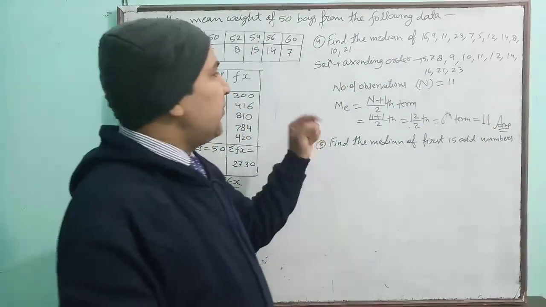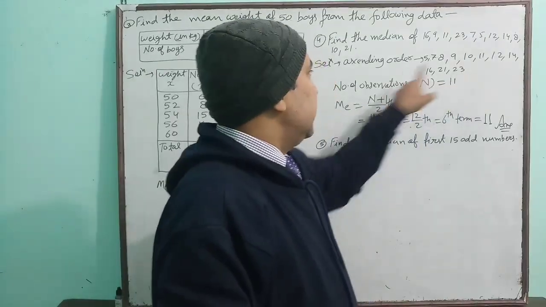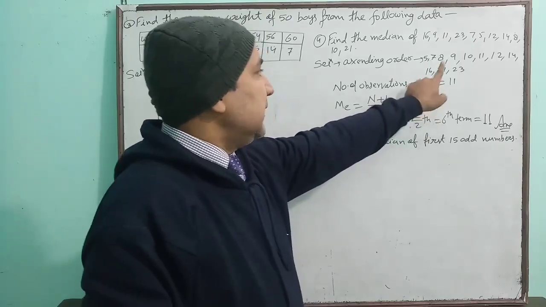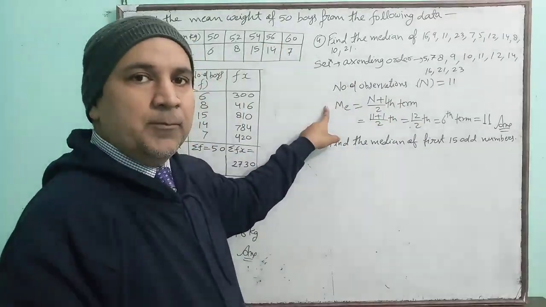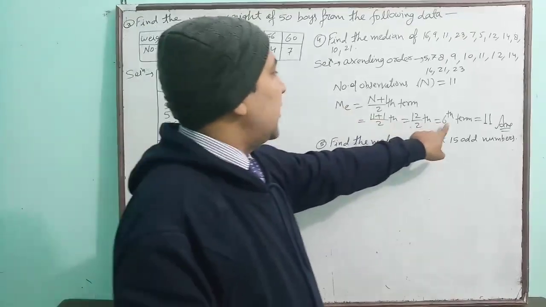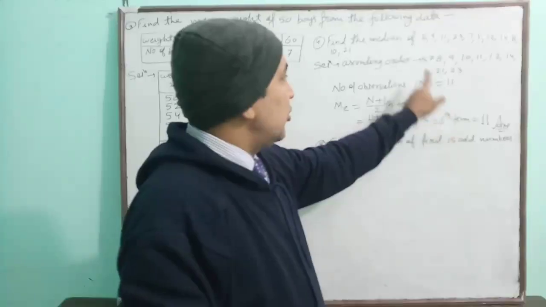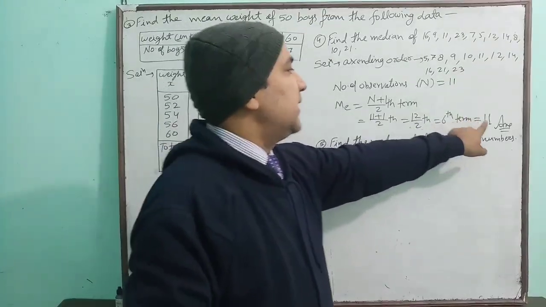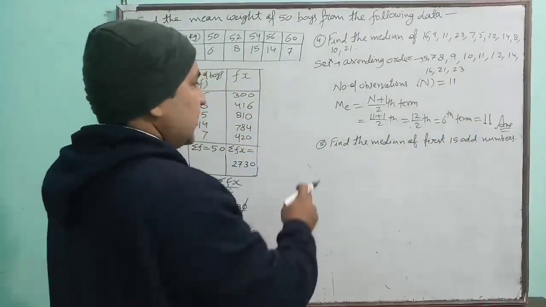Understood? To find the median, first we will arrange the numbers in ascending order. Then we will count them and write the number of observations. Then according to the number of observations, we will apply the formula. After applying the formula, we will see which term is coming for the median. So in our observations, the number which is coming at this place will be our answer. Okay? Now see one more question.